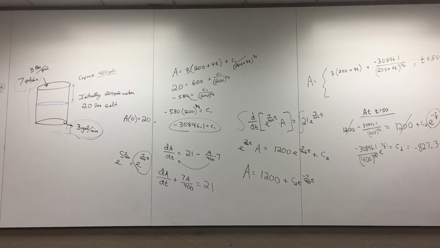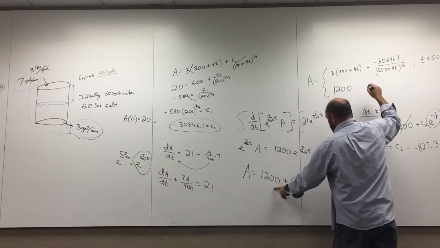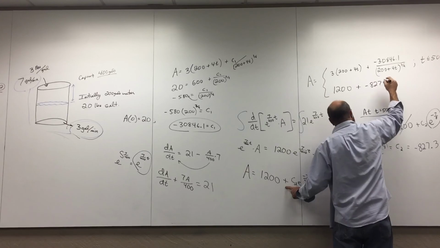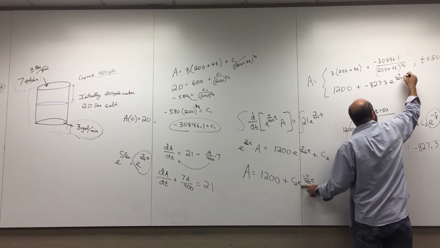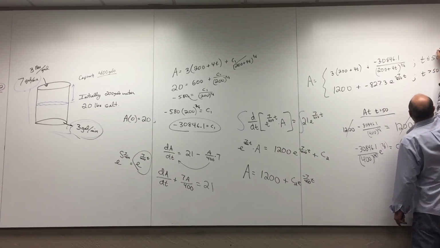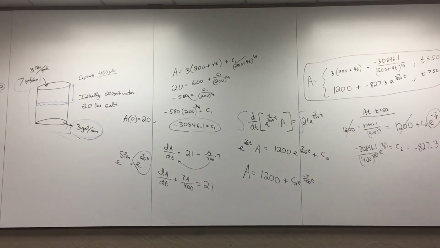The answer to this DE is in two pieces: the amount of salt in the tank before t equals 50, and after t equals 50, we have this answer: 1200 plus C2, which is negative 827.3 e to the negative 7 over 400 t. Answer to the DE, complete and utter answer. Wow, that's pretty cool stuff.